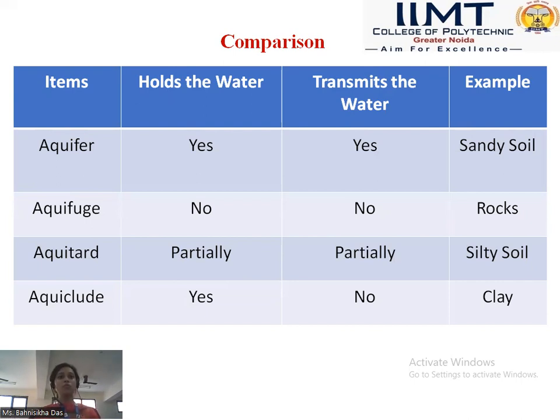The next geological formation is the aquifluid. An aquifluid is one which holds sufficient quantity of water, but does not allow the water to pass through. For example, clay. As we know, clay can hold sufficient quantity of water, but water does not pass through clay, and for that reason clay is used in making many utensils, because we can hold water in clay as it does not allow the water to pass through.